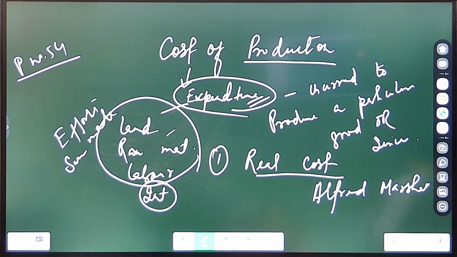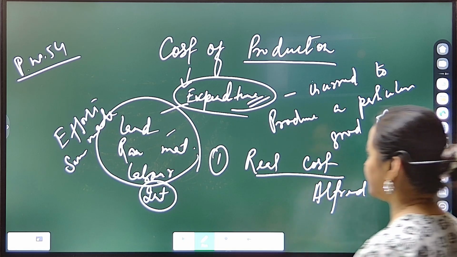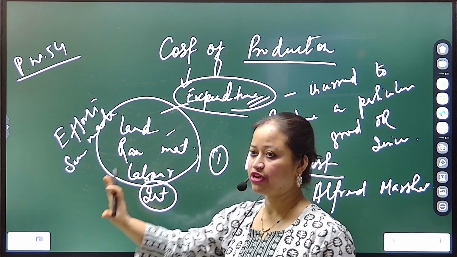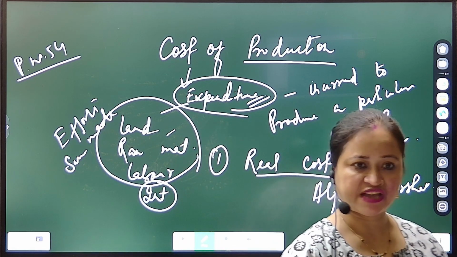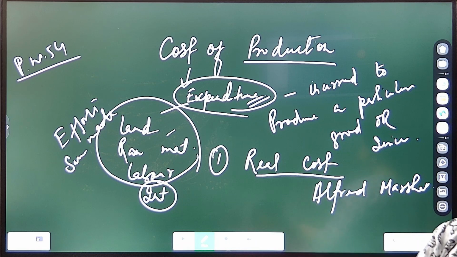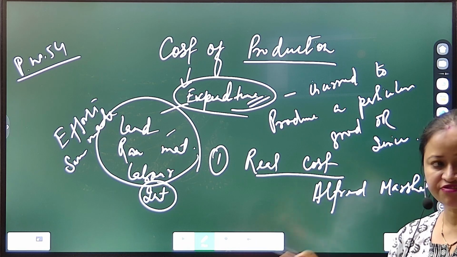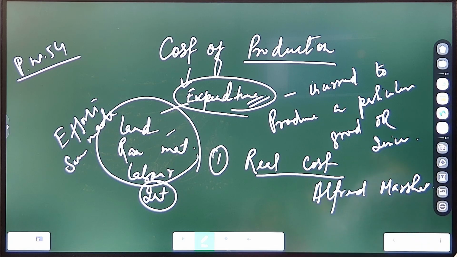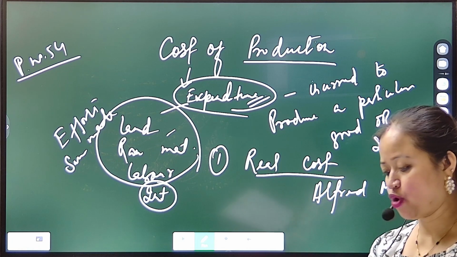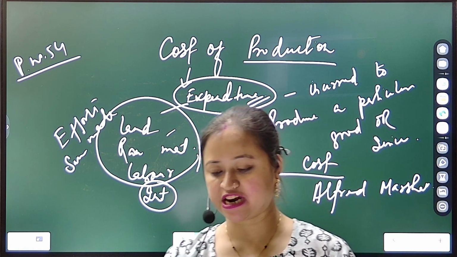Now we'll move on to economic cost. That is related to only money we are talking about, economic cost. In the real cost, we have everything: efforts, sacrifices, dedication. Not only money, we have all these things. So all these things are your real cost. Now we'll move on to economic cost. Total expenses incurred by a firm or producer in producing a commodity are called economic cost.